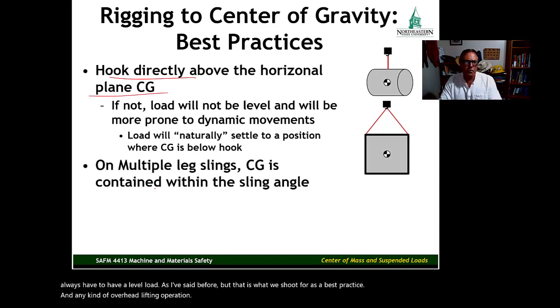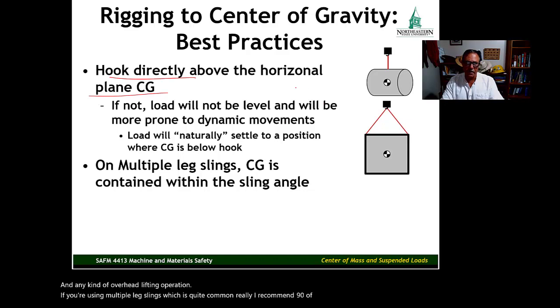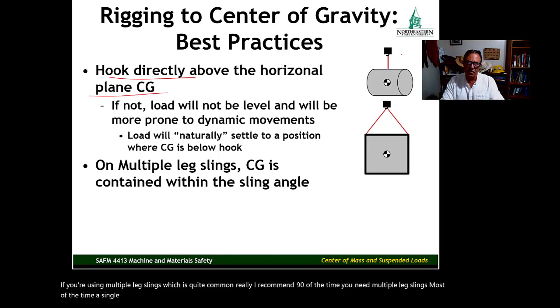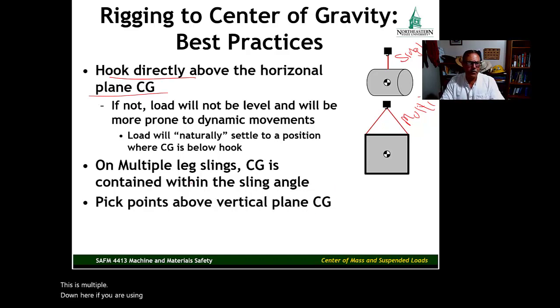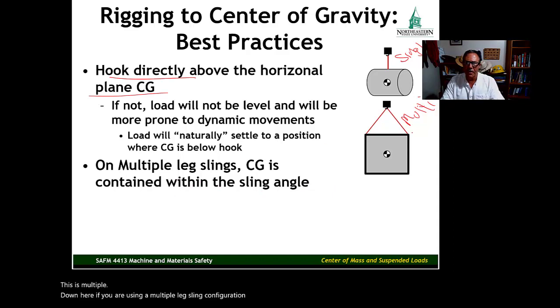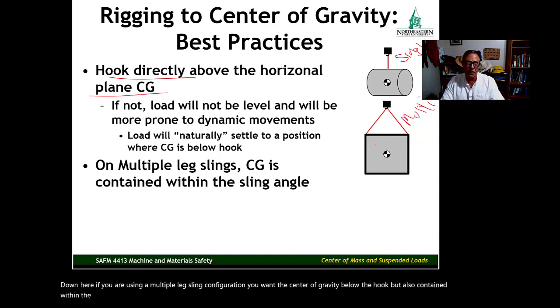If you're using multiple leg slings, which is quite common, really I recommend 90% of the time you need multiple leg slings. Most of the time a single leg like we have here, this is single up here. This is multiple down here. If you are using a multiple leg sling configuration, you want the center of gravity below the hook, but also contained within the rigging triangle or the sling angle that we have here.